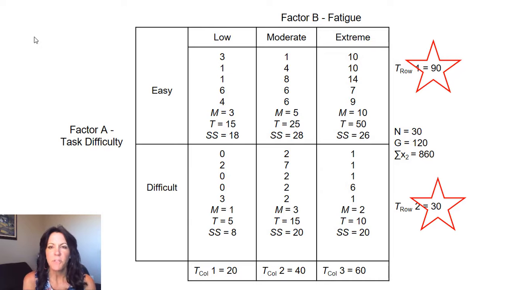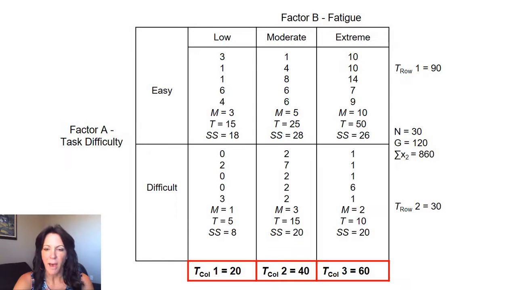So I've done a couple of different things. One of the things I've done is I've added up the treatment totals for the rows. So as you'll look, for the easy task, low fatigue, the treatment total is 15, plus the next treatment total of 25 plus 50 gives us a total treatment total of 90. And you can add the treatment totals of the second row to get a treatment total of 30.